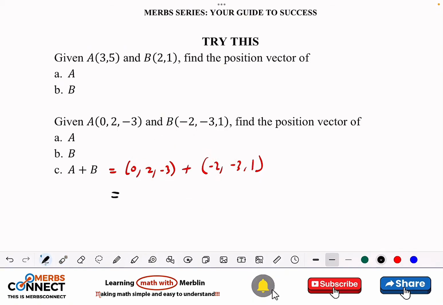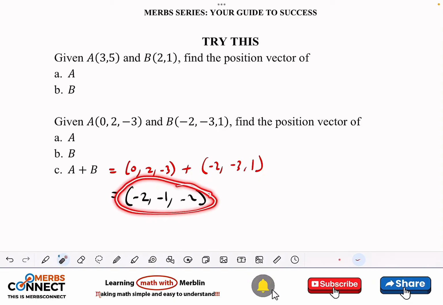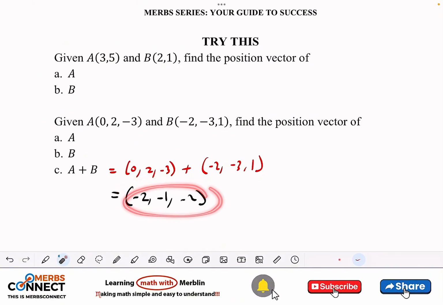So 0 plus minus 2 is going to give us minus 2. 2 plus minus 3 is going to give us minus 1. And then minus 3 plus 1 is going to give us minus 2. So when you simplify, this is what you get. When you finish, write the position vector for this one as well.